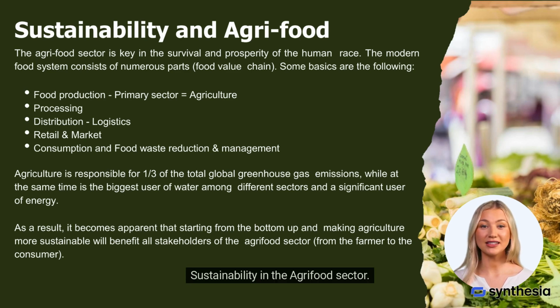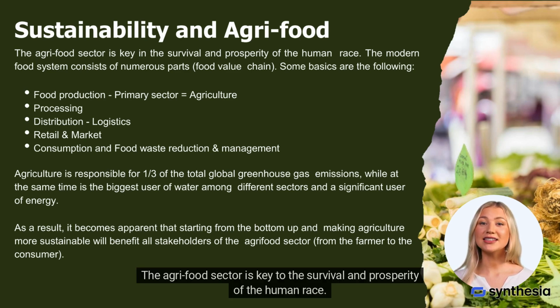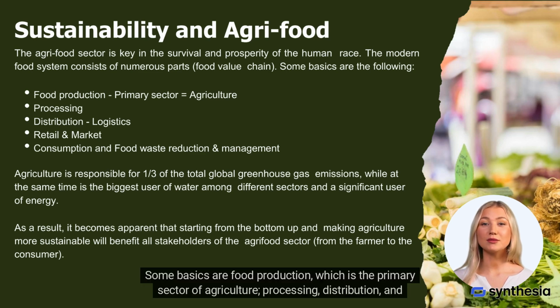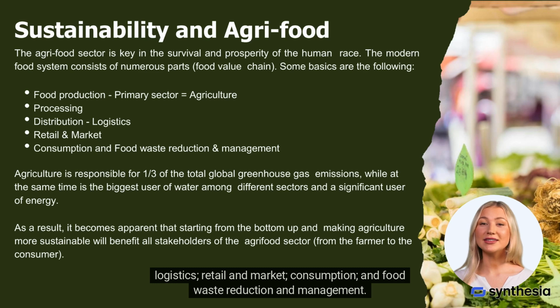Sustainability in the agri-food sector. The agri-food sector is key to the survival and prosperity of the human race. The modern food system consists of numerous parts. Some basics are food production, which is the primary sector of agriculture, processing, distribution, and logistics, retail and market, consumption, and food waste reduction and management.